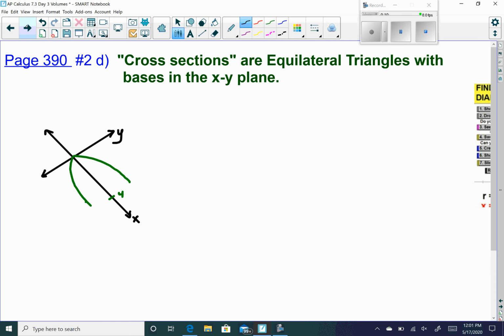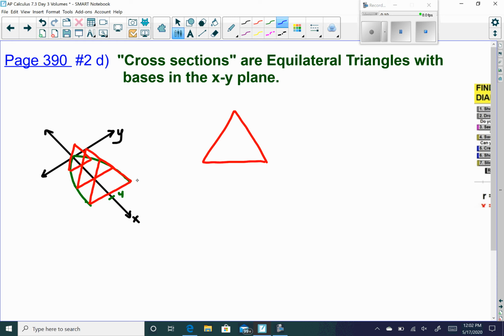All right, and then one more part for D. Again, we're still looking at the same curve. Here the cross sections are equilateral triangles with bases in the xy plane. So again, if I go to draw these lines that are perpendicular to the x-axis, I'm going to create equilateral triangles that are my cross sections. So again, I'm just going to remove one of these triangles. Let me draw that a little bit better. All right, so these are equilateral triangles.